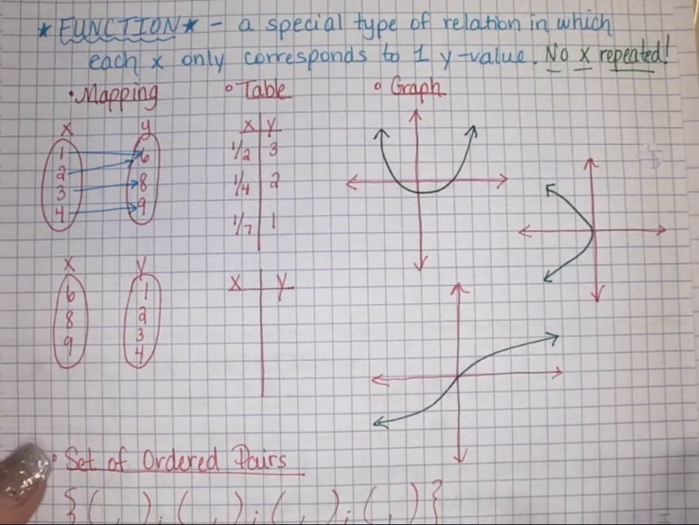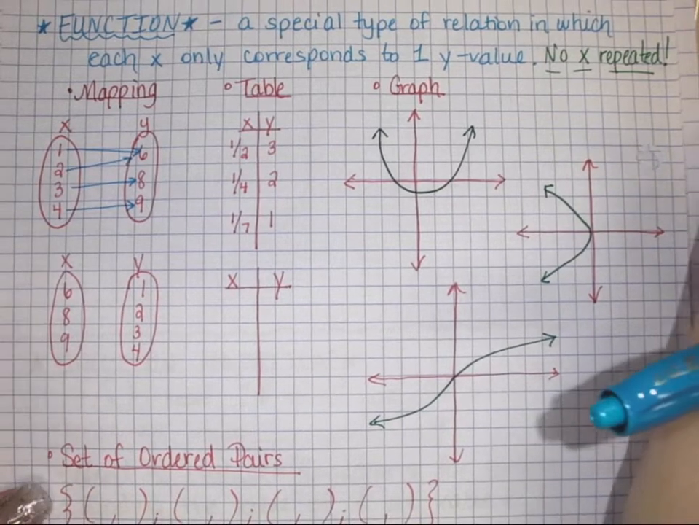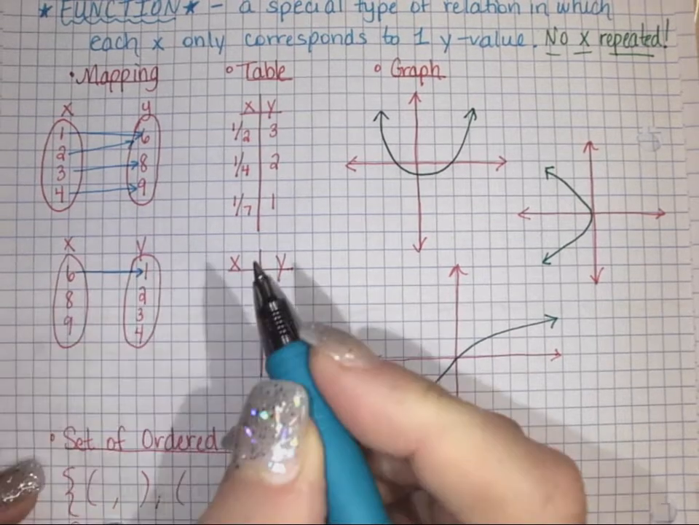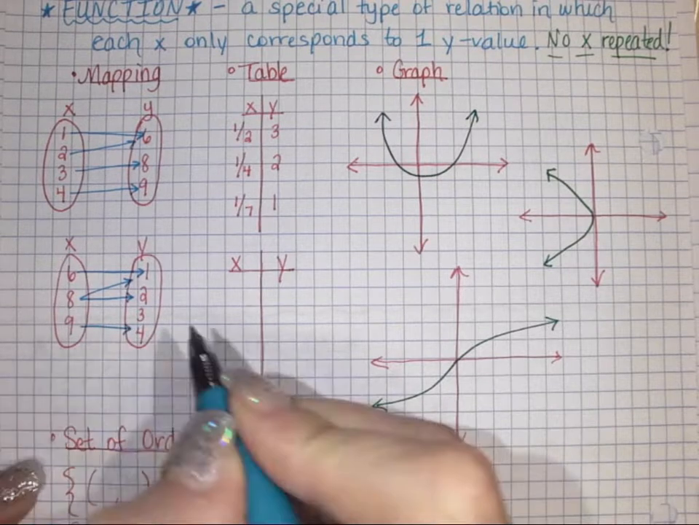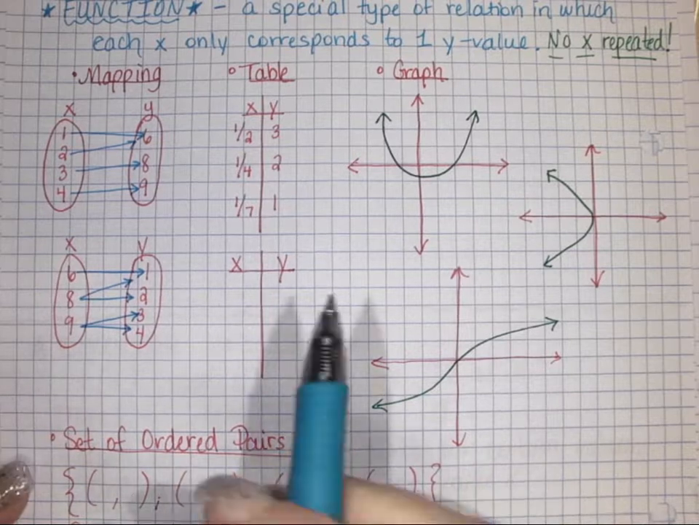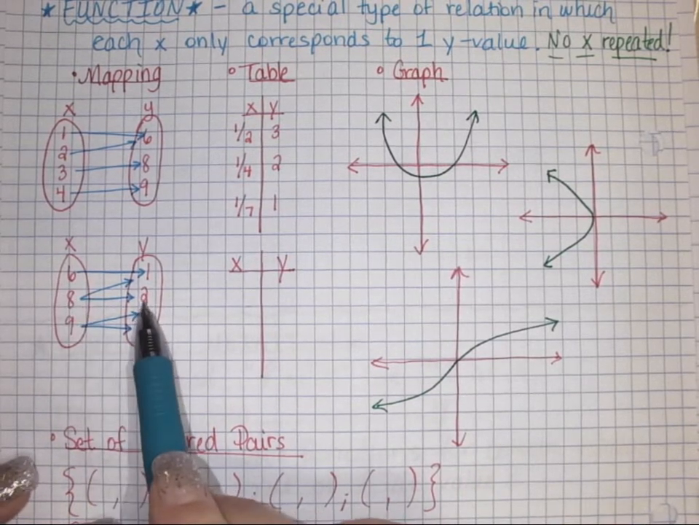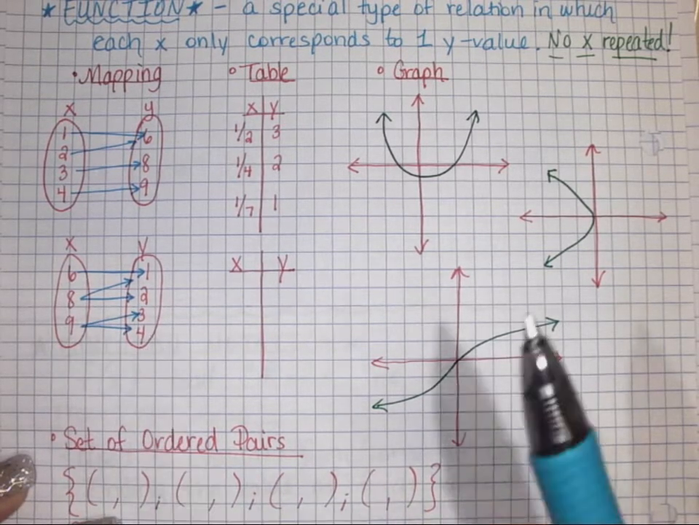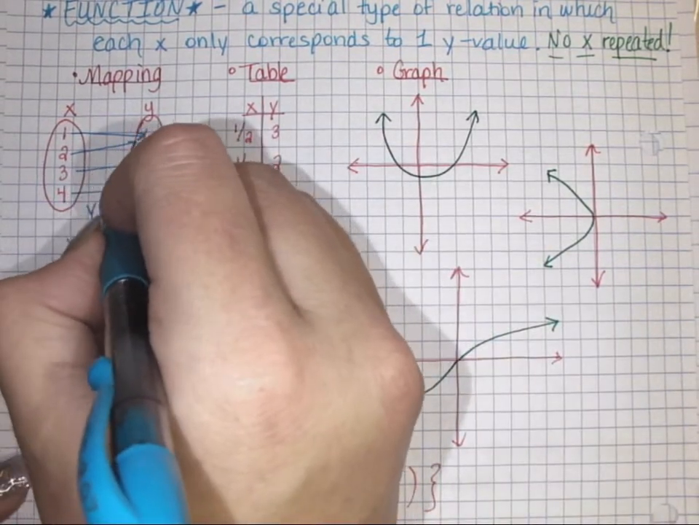A mapping and a graph are the two easier components to see if they're a function. In the second mapping, let's say that I pair 6 with 1. As you can easily see in the second mapping, you've got 8 that is paired with 1, and 8 is also paired with 2. So in this case, we have an x value repeated. Same case with 9. 9 is paired with 3, and it's paired with 4. So this is not a function. This would be a function here.